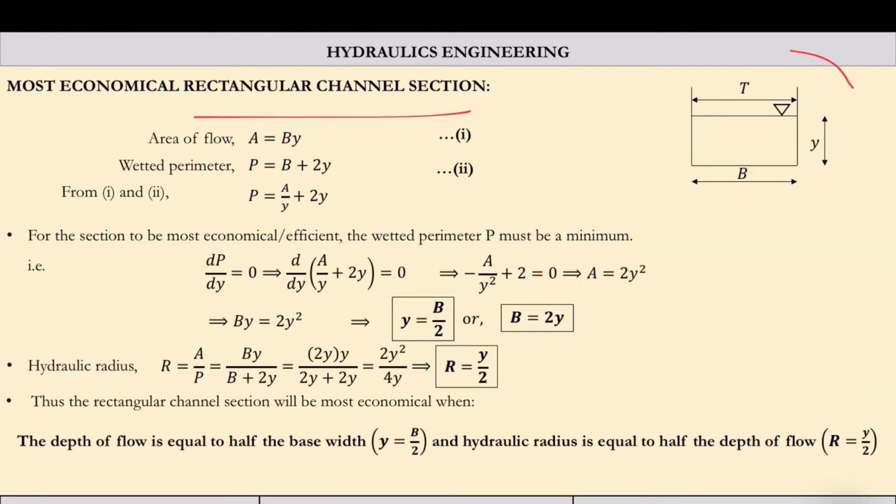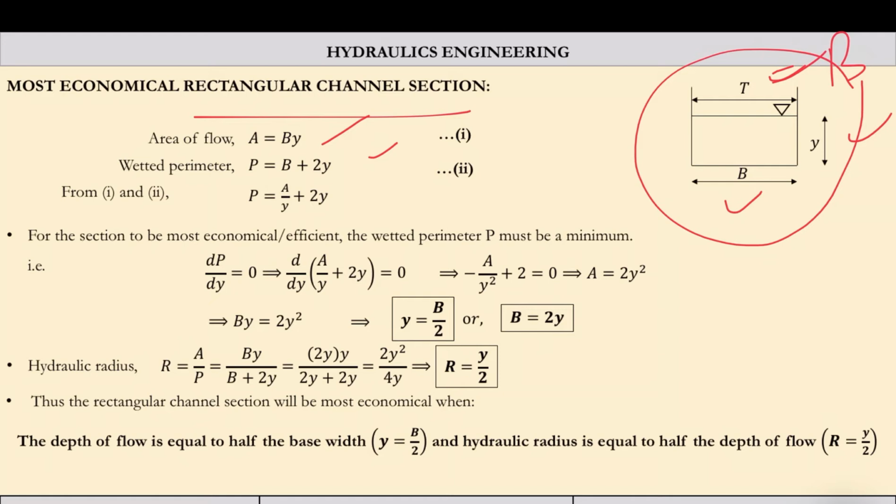channel section. So this is our channel, depth is Y, the base width is B, the top width is T. In case of a rectangle, T will be equal to B only. So how are we going to do that? Area is B into Y, wetted perimeter is B plus 2Y. This we already know from the previous discussions.